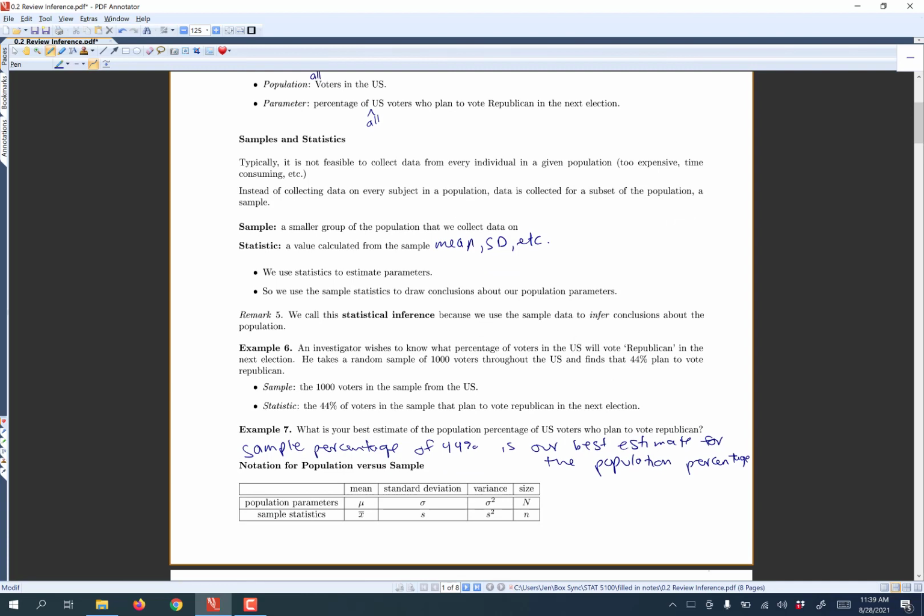Just a review of notation. If you have your population parameters, your mean will be mu, but the mean for your sample will be x bar. Standard deviation for the population is sigma. For the sample, we call it s. For variance, we have sigma squared. For the sample, it is s squared. For your size, it is N for the population, or n lowercase for the sample.